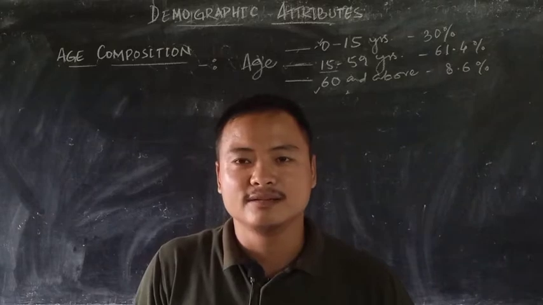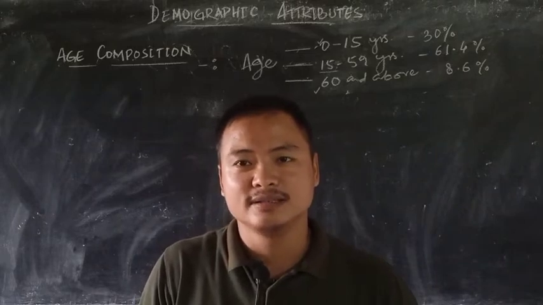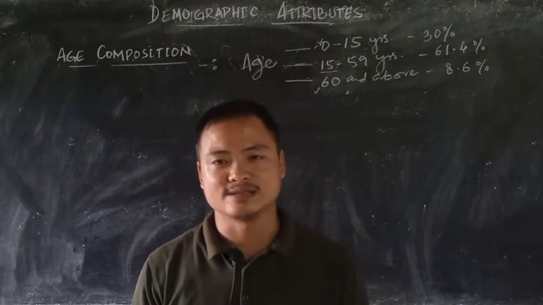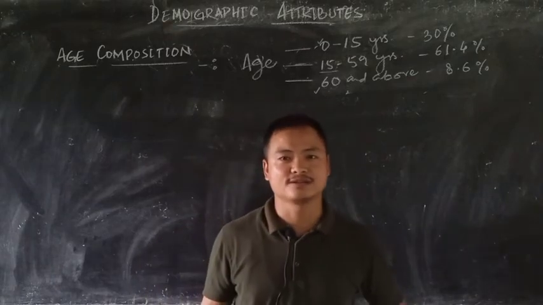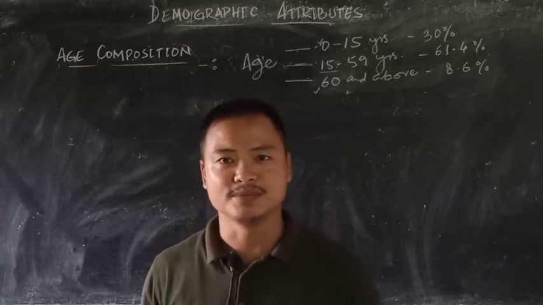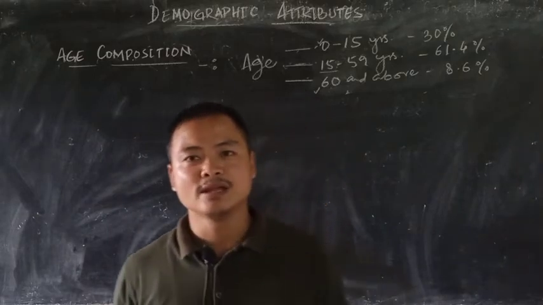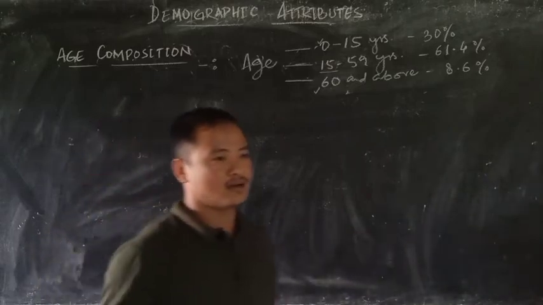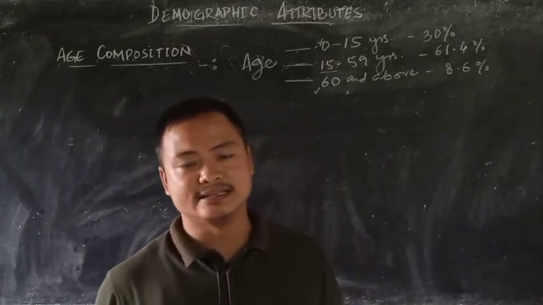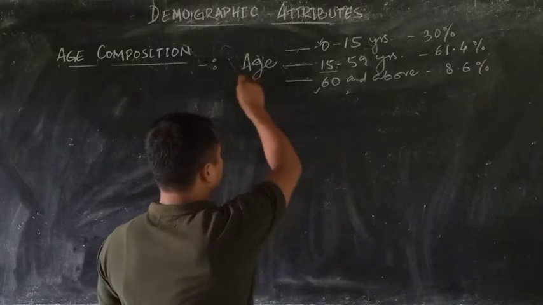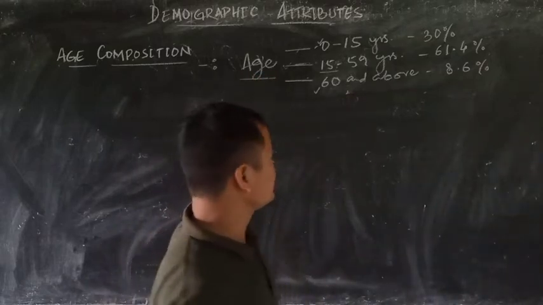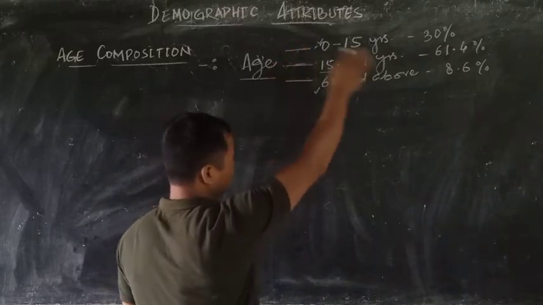Today, we will be discussing the age composition and literacy rate as one of the factors or attributes of population from the chapter demographic attributes. So let us first discuss age composition. In this context, what we try to understand is that the population is categorized under different age groups. In India, the categorization takes place in three groups.